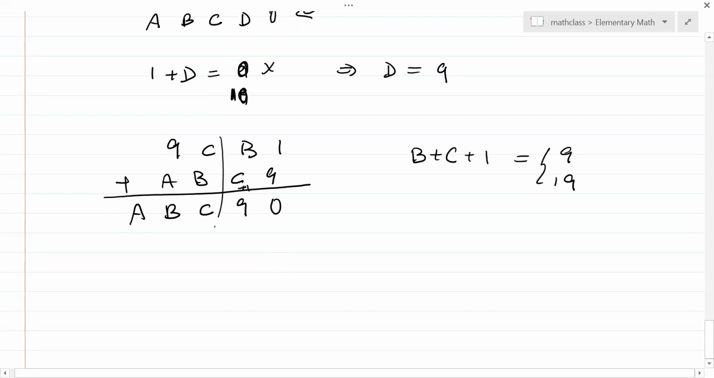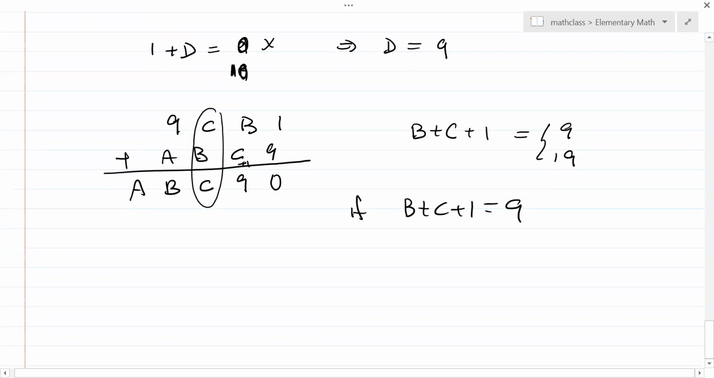But you also look at this. Yeah, because that's the same number. If it's 19, then it would be the same exact thing, and it should also be 9. You think it's 9? Yeah, let's look at that. If B plus C plus 1 is 9, okay, then you can move forward, right?